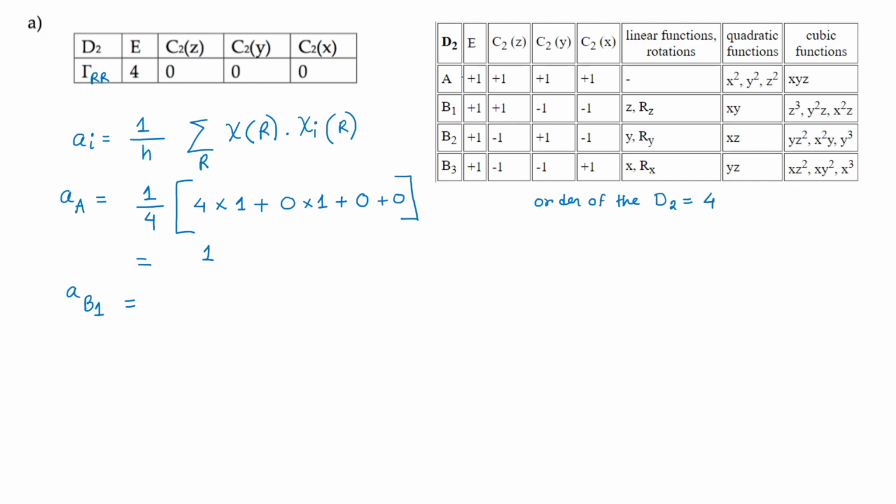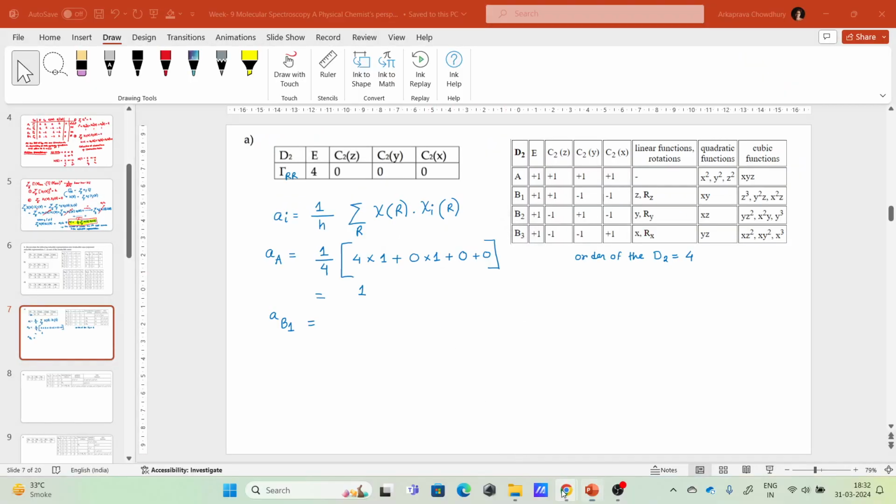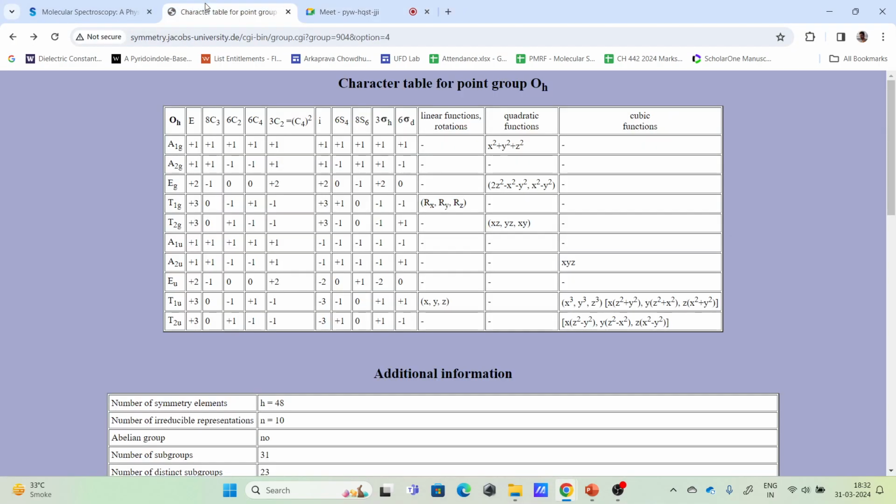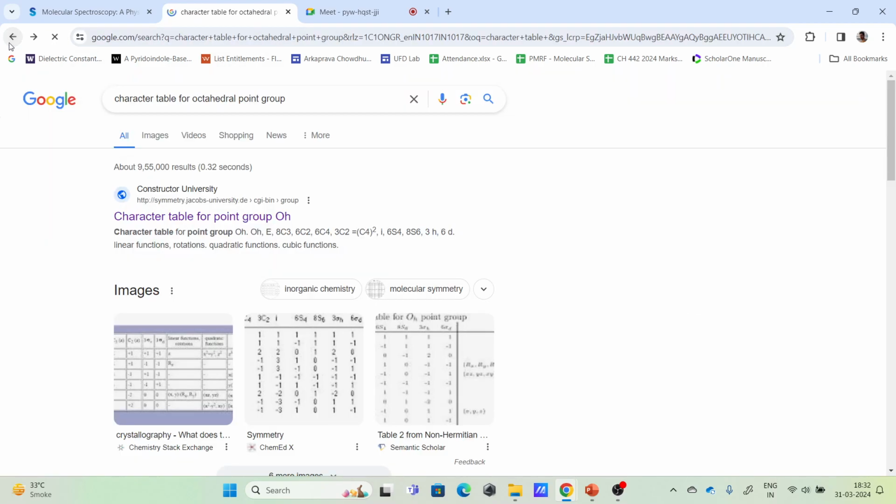It should have been A1 and this should have been A2. I will not change it here. I have just taken it from a particular website. I will show you, that would be good, I guess. The particular website is this one, symmetry.jacobs. Here you are going to get all the character tables. I will just show you how to do that.